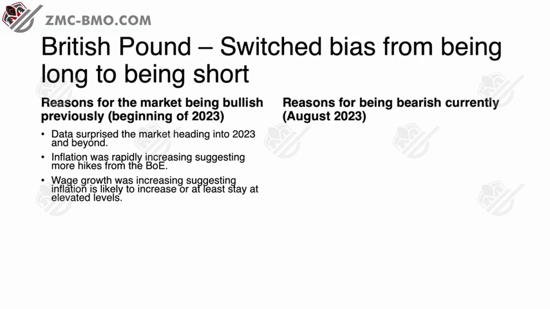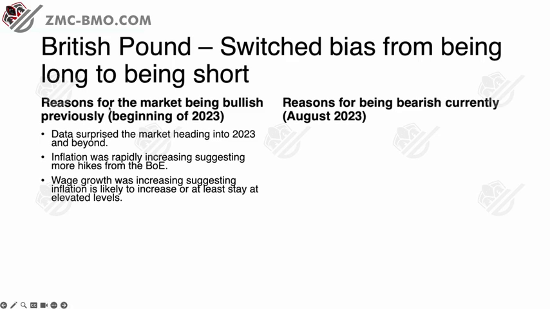Wage growth was increasing, suggesting inflation is likely to increase or at least stay at elevated levels. And again, if wages increase, think about it. If you get paid more, you're going to likely spend more. That just naturally happens. So that leads to inflation, right? So that's why wages are very important to consider in your trading strategy or understanding inflation. But wages in the UK were increasing very rapidly. So the markets were like, inflation is likely to rise quite rapidly as well, so we need to price in more hikes. And that was driving the pound higher.